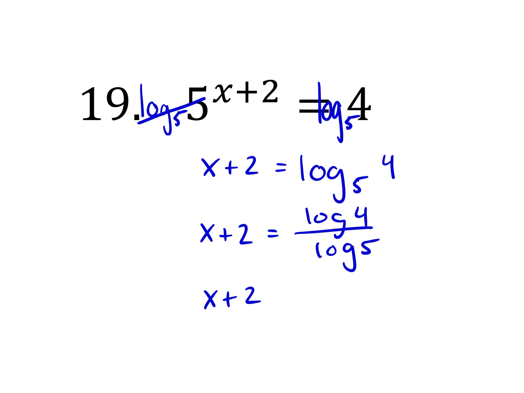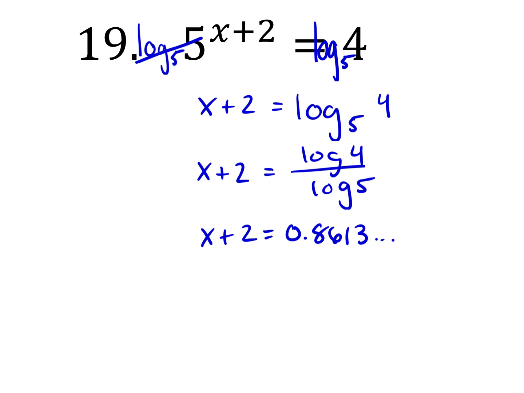So x plus 2 equals 0.8613. It keeps going, but I'm going to leave it in the calculator for the last step. We're going to subtract 2. So x equals negative 1.139.